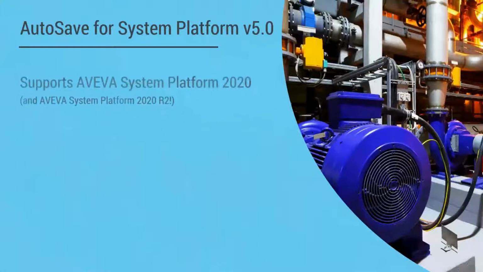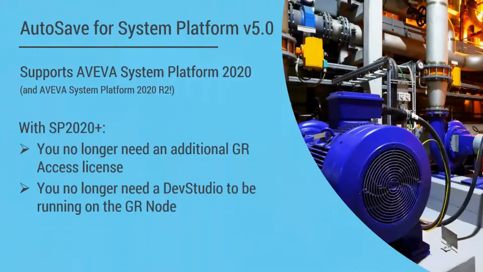The latest release is AutoSave for System Platform version 5. It supports AVEVA System Platform 2020 and AVEVA System Platform 2020 R2. And with System Platform 2020 and forward, you no longer need an additional GR access license, and you no longer need a dev studio to be running on the GR node. So this greatly expands the operational footprint of the product.